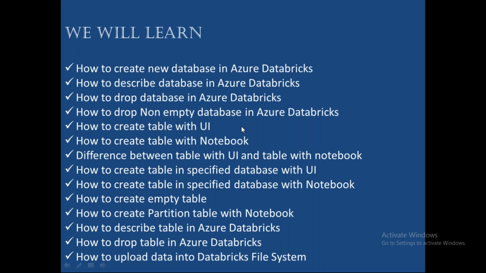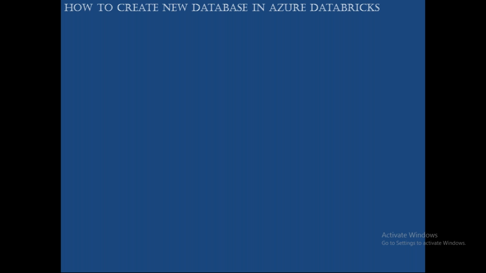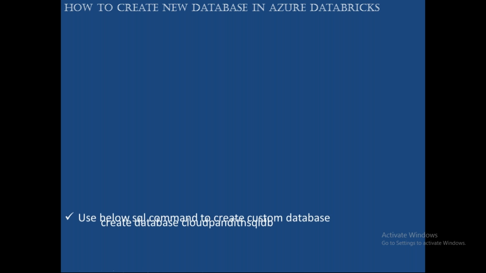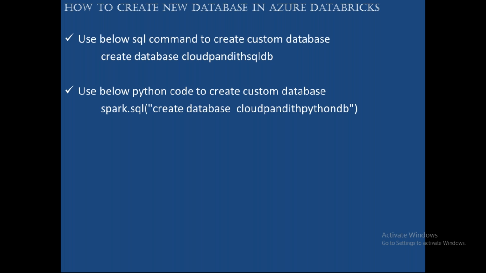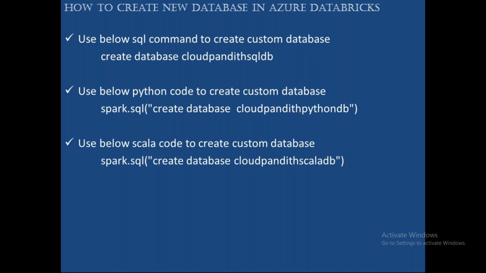Before I go and do the practicals, I will just show you some commands which I have. Okay, let's say how to create databases in Azure Databricks. For that, these are the commands. Use the below SQL command to create a custom database. If you want to create a database in Azure Databricks by using SQL, then you have to use create database Cloudpandith SQL DB. If you want to create a database by using a Python notebook, then you have to use spark.sql, create database and the database name. If you want to use Scala code to create a custom database, spark.sql, here you have to say create database name.